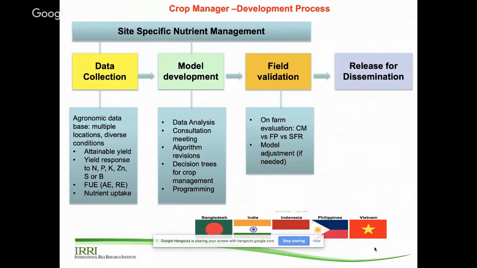Once the beta version is developed, we take it to the field for validation, and we evaluate it against the existing farmers' practice, but also the blanket recommendations which already exist, or the earlier recommendations, to see what benefit a field-specific recommendation can bring in terms of reducing the fertilizer use or increasing the yield with optimizing the fertilizer use. Once the field testing is done, this also helps us to adjust the model, and then we release it for dissemination for various countries.